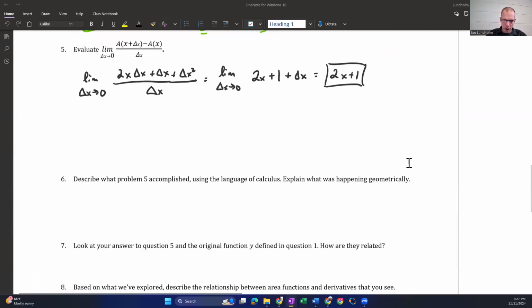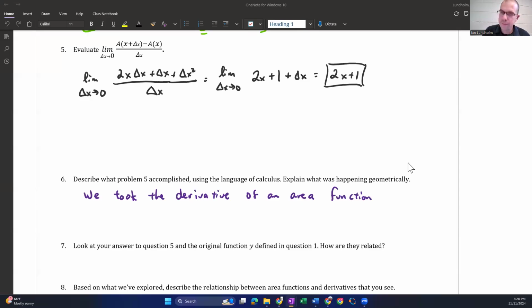So problem number 5, we accomplished. We took the derivative of an area function, and an area function is an integral. We found the rate of change of area is another way to say that.